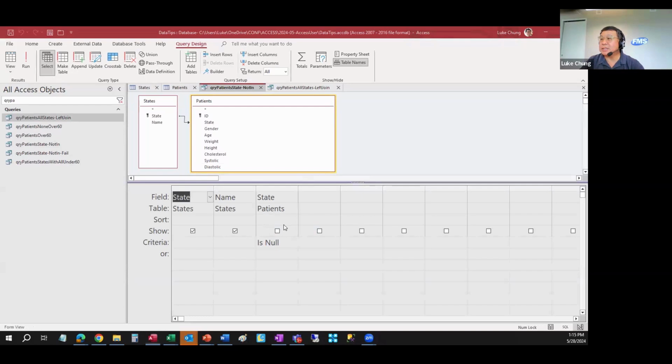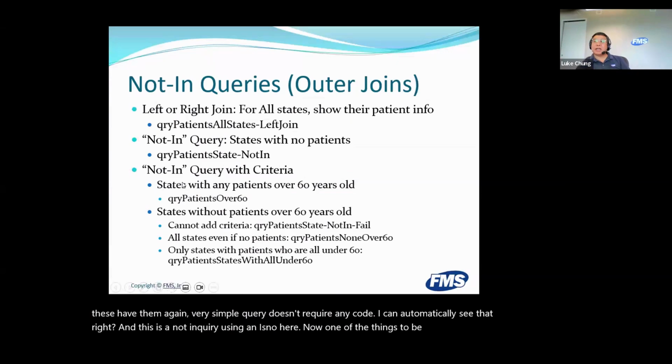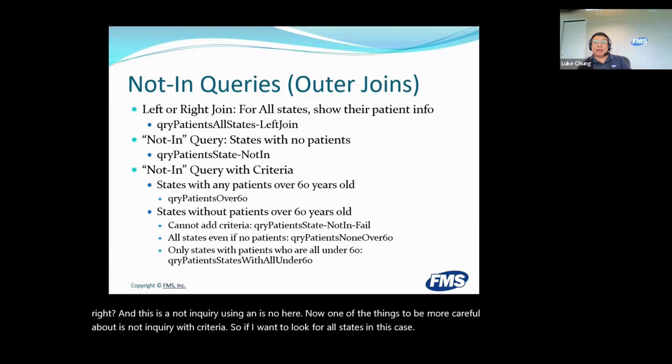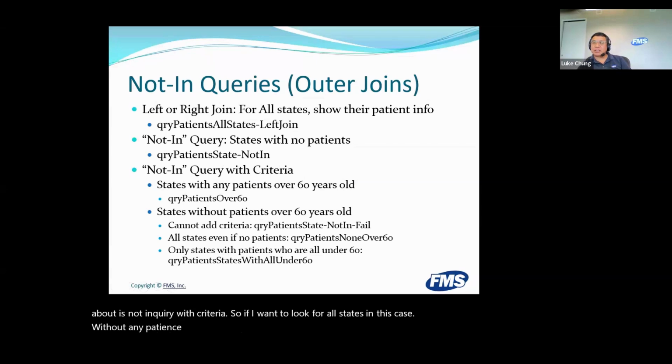Now, one of the things to be more careful about is not in query with criteria. So if I want to look for all states in this case without any patients over an age, let's say 60 years old, that's a different kind of query. So I want to show how that works.